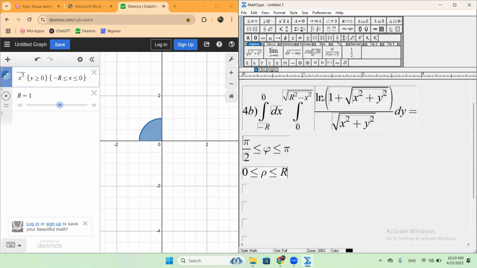And what about these expressions? Yeah, so let's simplify them. So we have here a logarithm of 1 plus rho, sorry, 1 plus rho, and this expression will be equal just to rho.